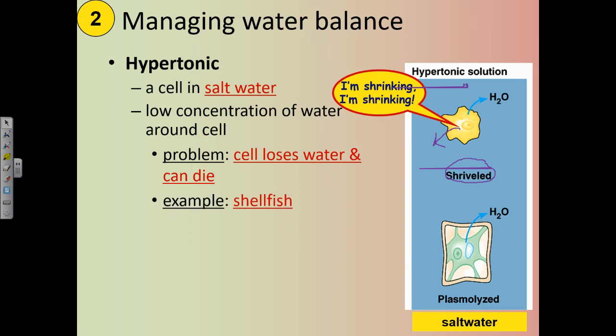An example would be any type of shellfish. We'll talk more about this when we get done with some of these assignments, looking at these three solutions. But animals that live in salt water are prone to losing water from their cells because they're living in a hypertonic solution. And so they tend to have to either drink more water or find a way to pump out the excess salt.